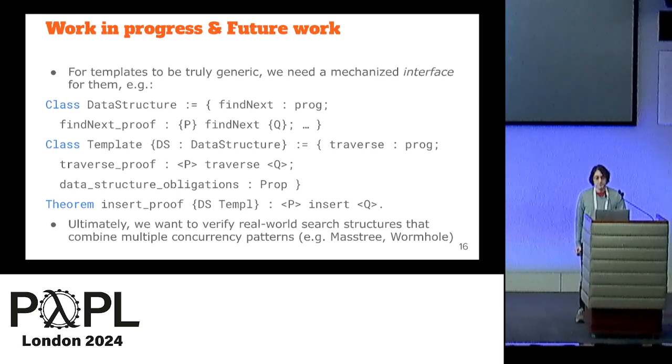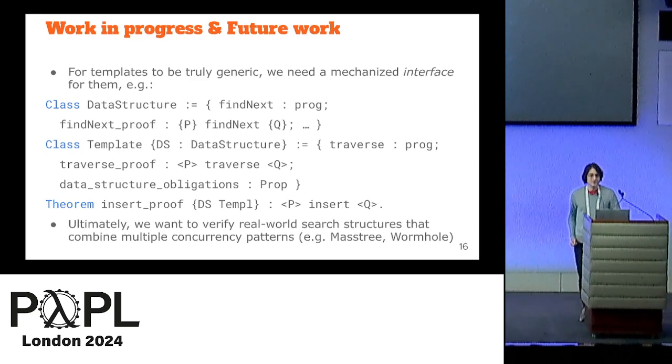So for instance, in Coq, we might define these things as type classes and say we have a data structure type class. It provides these functions, find next in the operations. They meet these specifications. Then we have a template type class that takes a data structure as a parameter and defines a traverse function, and maybe also has some obligations, like you can only use this template if the data structure has certain fields or has certain properties. And then we could prove our insert proof entirely at the level of these type classes and actually just immediately get a verified data structure with a given underlying data structure and concurrency pattern by plugging in the instances of whichever type classes we want to use.